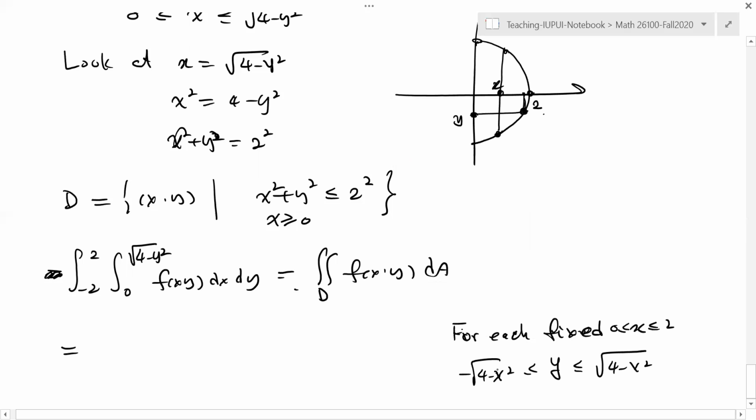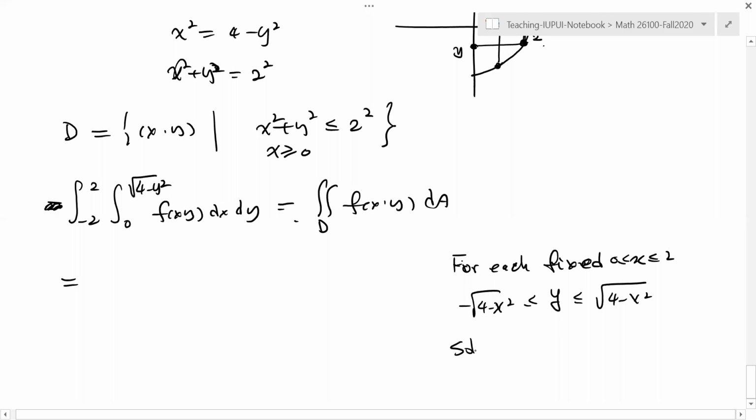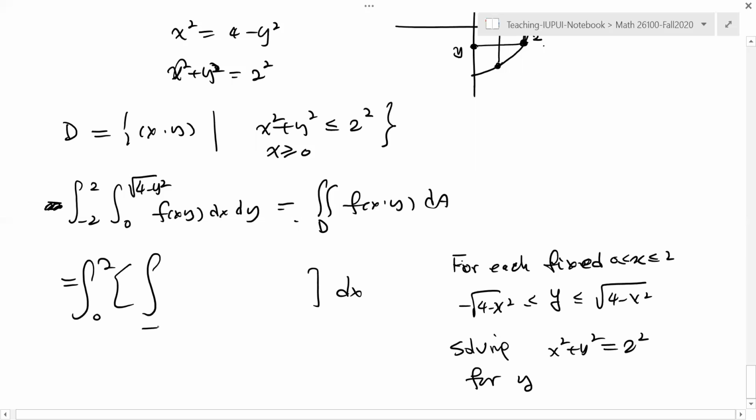So using the equation and solving it for the y variable, you get the upper bound and lower bound. All right, so now it's clear. This is the x, that's outside. Inside, the y should be from the negative square root to the positive square root. So that's it.